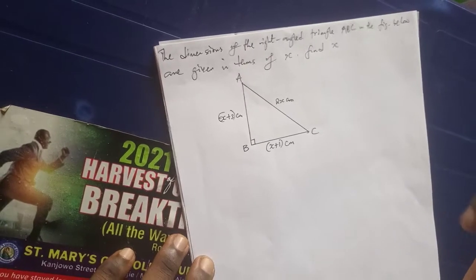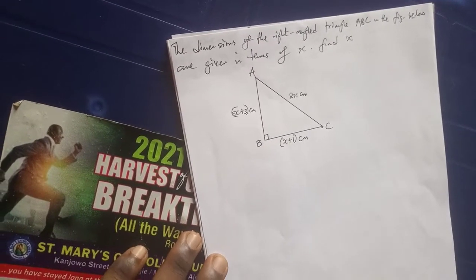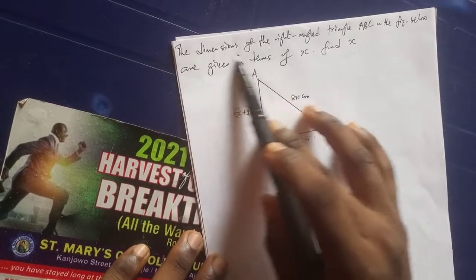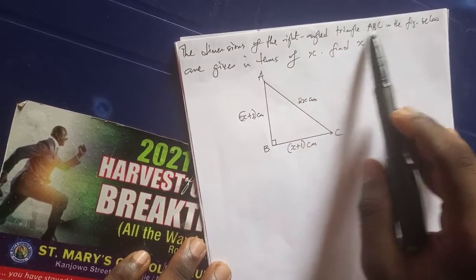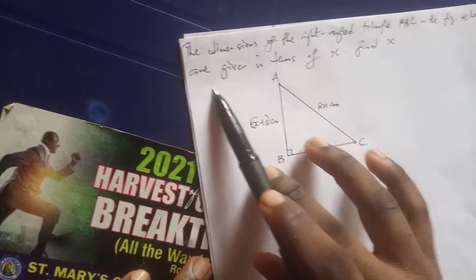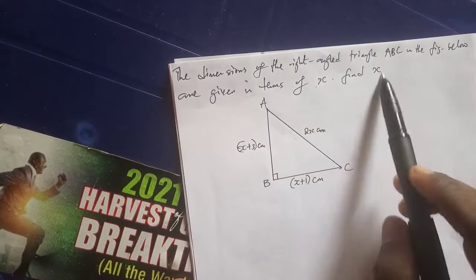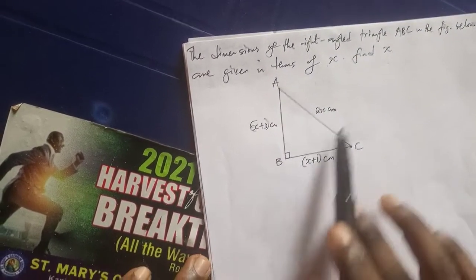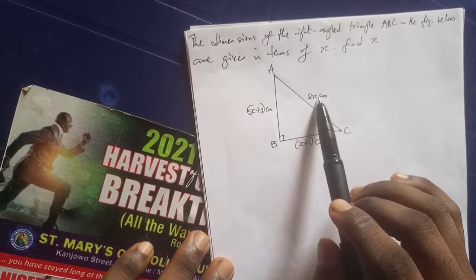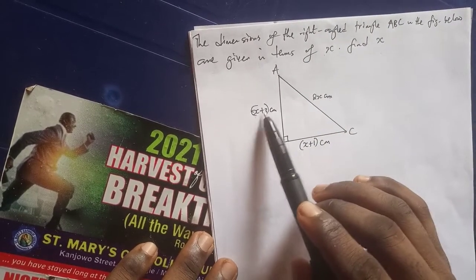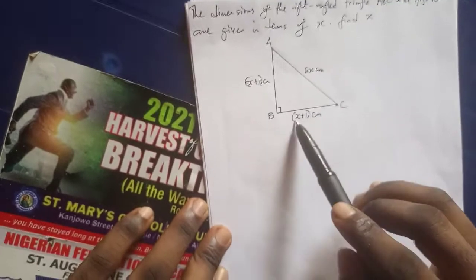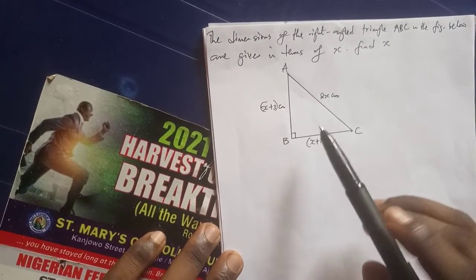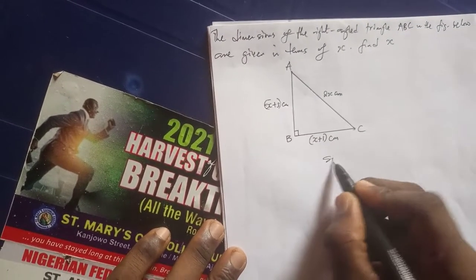Right, I have two more questions with me here. The first one says the dimensions of a right angle triangle ABC in the figure below are given in terms of x. Find x. You can see here I have 2x centimeter, here I have x plus 3 centimeter, and here I have x plus 1 centimeter. Okay, first is the solution.